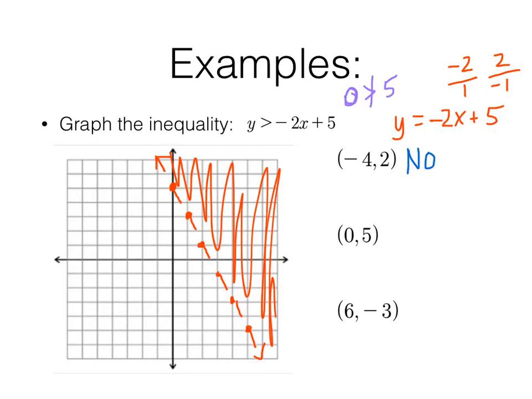What about (0, 5)? Now don't jump the gun. Oh, well, there's a dot there, so it must be. But this is not "or equal to." The points that are on this actual line do not make the inequality true.